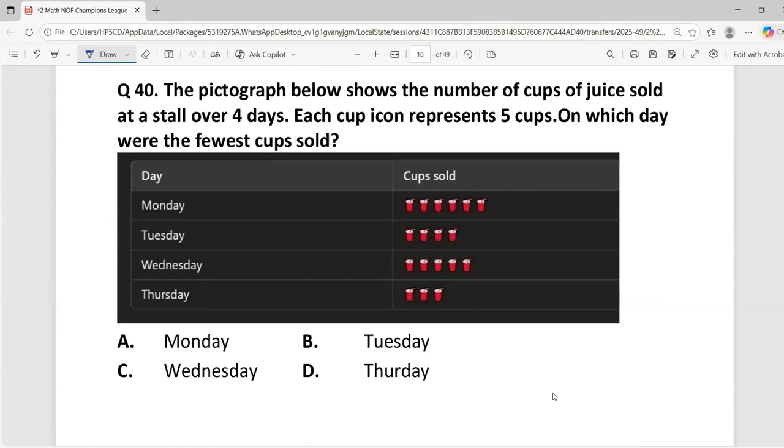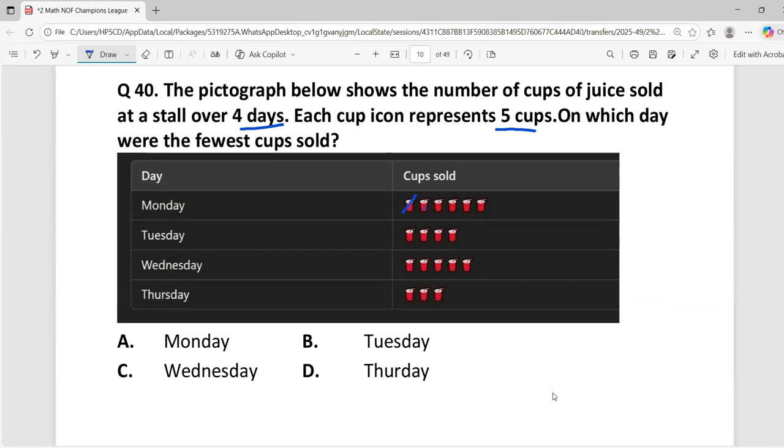Last question. The pictograph below shows the number of cups of juice sold at a stall over 4 days. Each cup icon represents 5 cups. Okay. So on which day were the fewest cups sold? So we have to see which one is the day when only a few cups were sold.